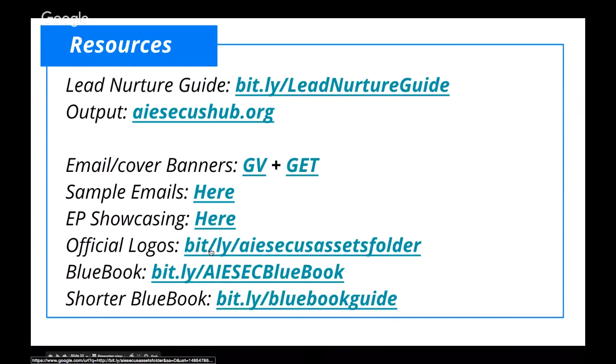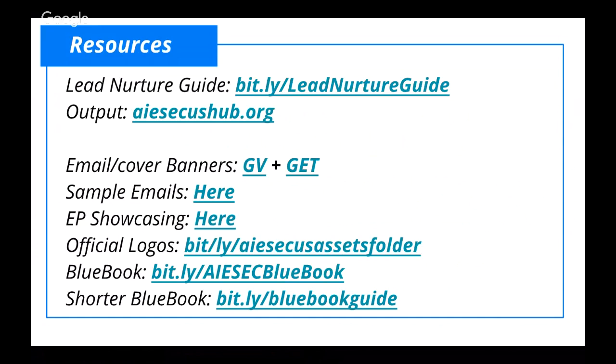Sorry guys, this should be a period. So it's bit.ly/ISAAC US assets folder. You should memorize that bit.ly and access it whenever you need them. Of course, the Blue Book, if you're wondering what's brand aligned and what's not, you can see the official global Blue Book, which is our branding guidelines. I know this is a long document, so our B2C Cedar has made a shorter guide, which has the most pertinent information. You can find that at the shorter Blue Book, the /Blue Book guide.